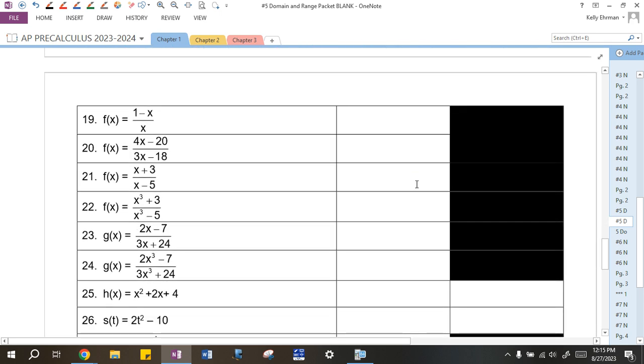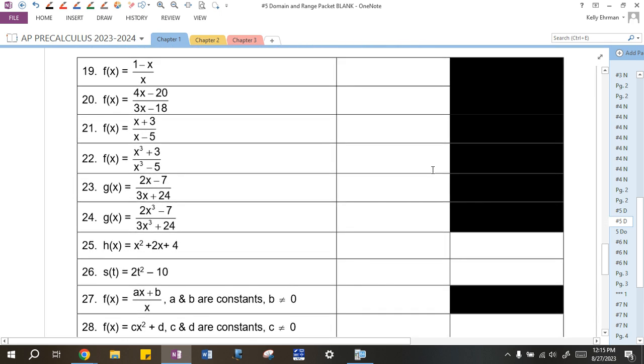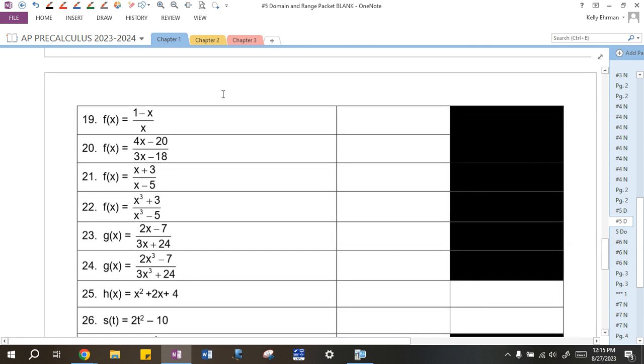All right, what about this section? We just keep going and going, right? Okay, let's see. 19. So we only care about the denominator. X can't equal 0. So our domain only is negative infinity to 0, 0 to infinity. This 1 minus x up here does not matter for domain. What about down here? 3x minus 18 can't equal 0. Add 18, divide by 3. X can't equal 6.